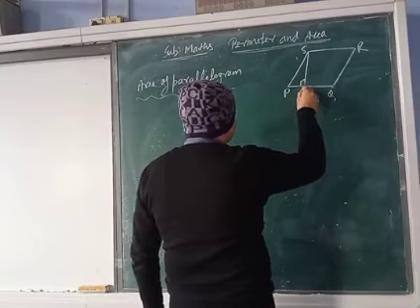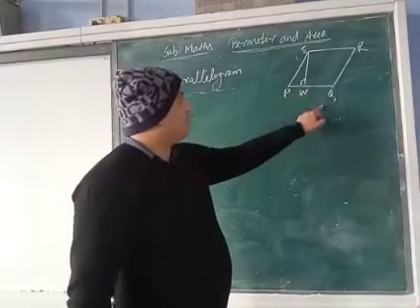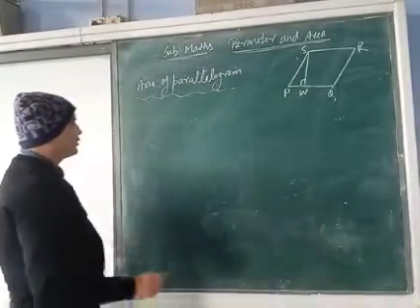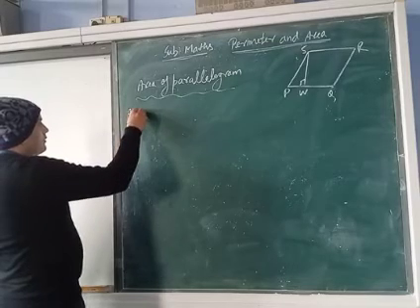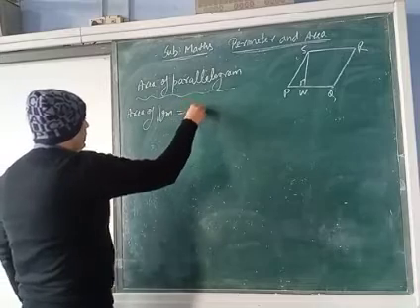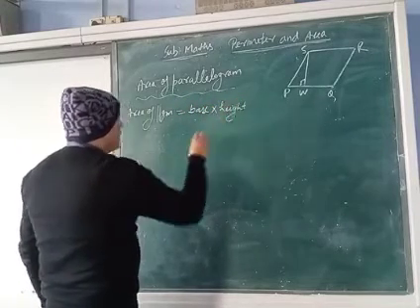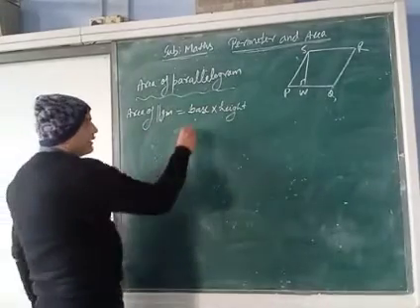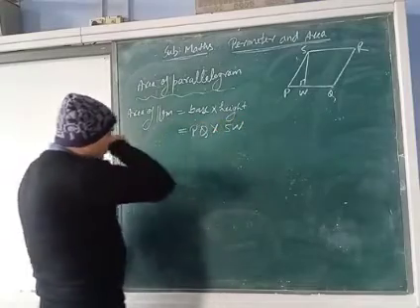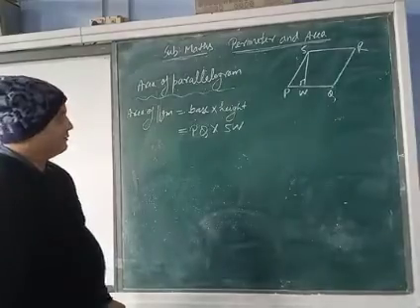Then this is W. PQ is the base and SW is the perpendicular. So the area of the parallelogram should be base into height. What is the base? That is PQ, and height should be SW. So the area of a parallelogram is base into height.